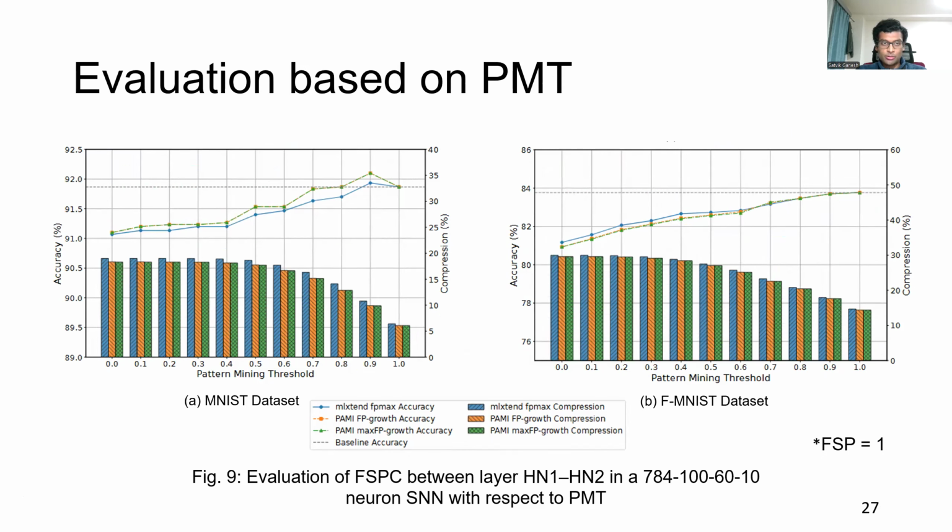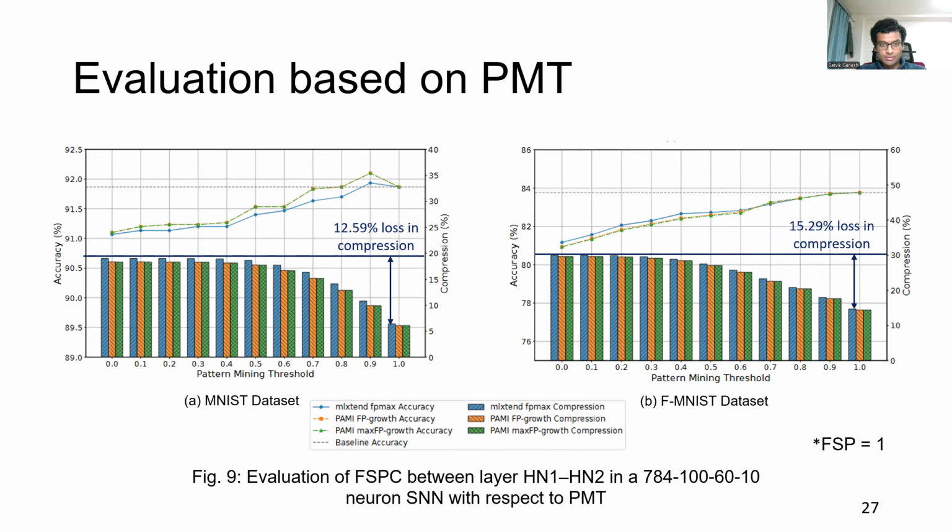Now, we move on to the evaluation based on PMT. We see that with the increase in PMT, we observe 12.59% loss in compression on the MNIST dataset. And on FMNIST, we observe 15.29% loss in compression. Talking about accuracy, for all three pattern mining algorithms, we see that the accuracy increases, reaching baseline levels when the pattern match threshold increases.